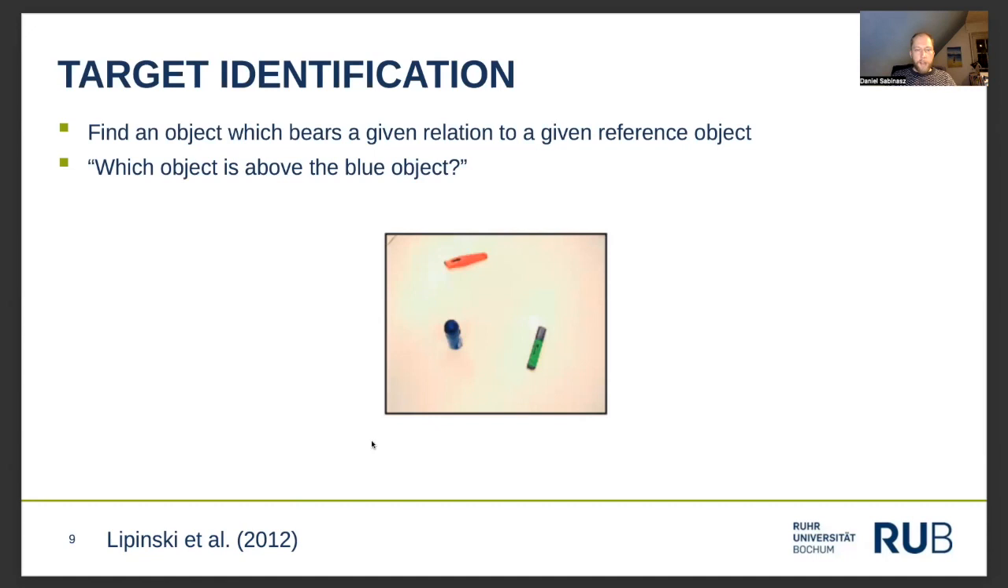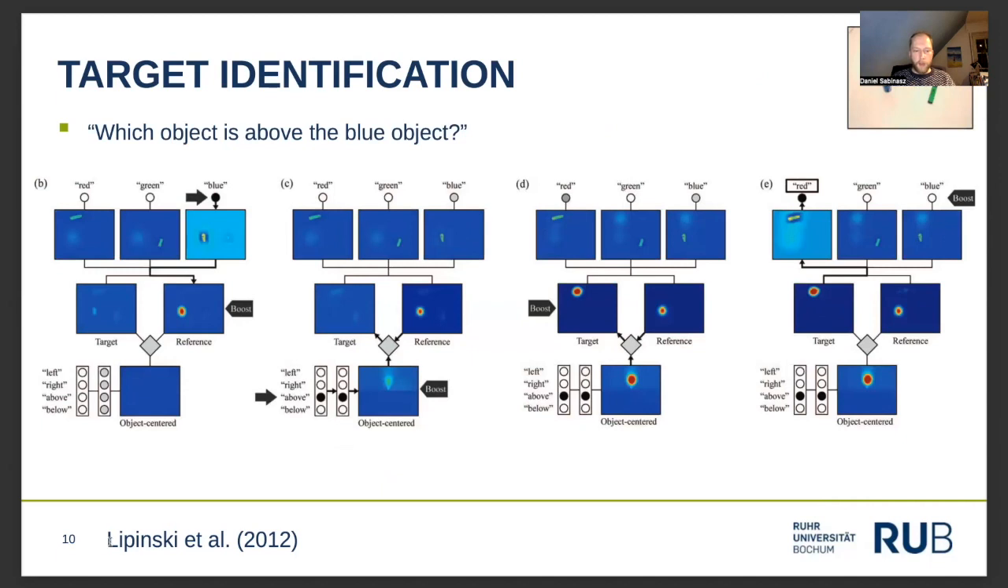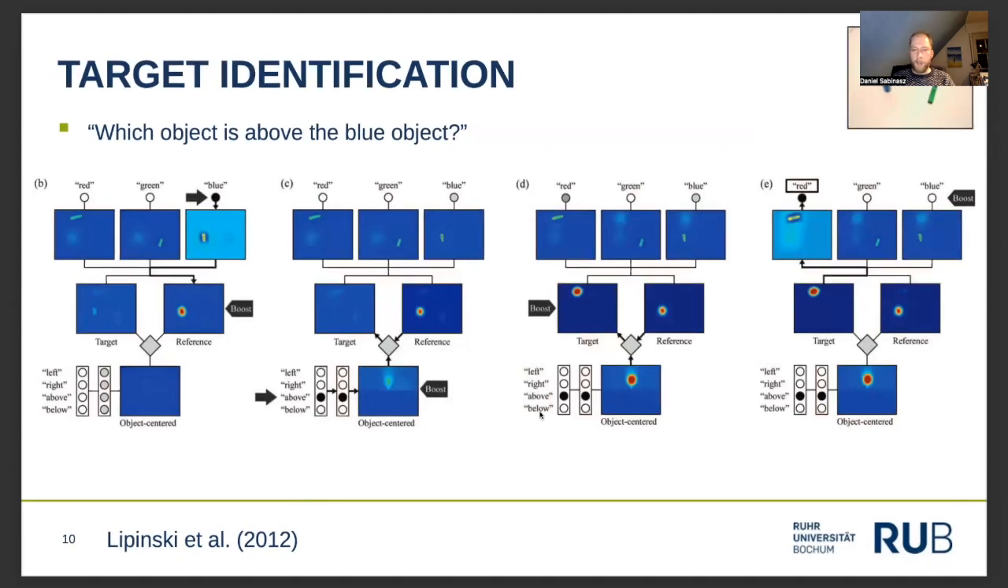There are some other tasks that this architecture is able to perform, but I don't want to address these now. If you're interested in these, you can have a look at this Lipinski et al. paper. Just as a quick summary, it can also solve a target identification task in which the question is which object is above the blue object. So you only specify the spatial relation concept and a reference object, and then it should respond with the color of the target object. And that essentially just runs the same architecture backwards.